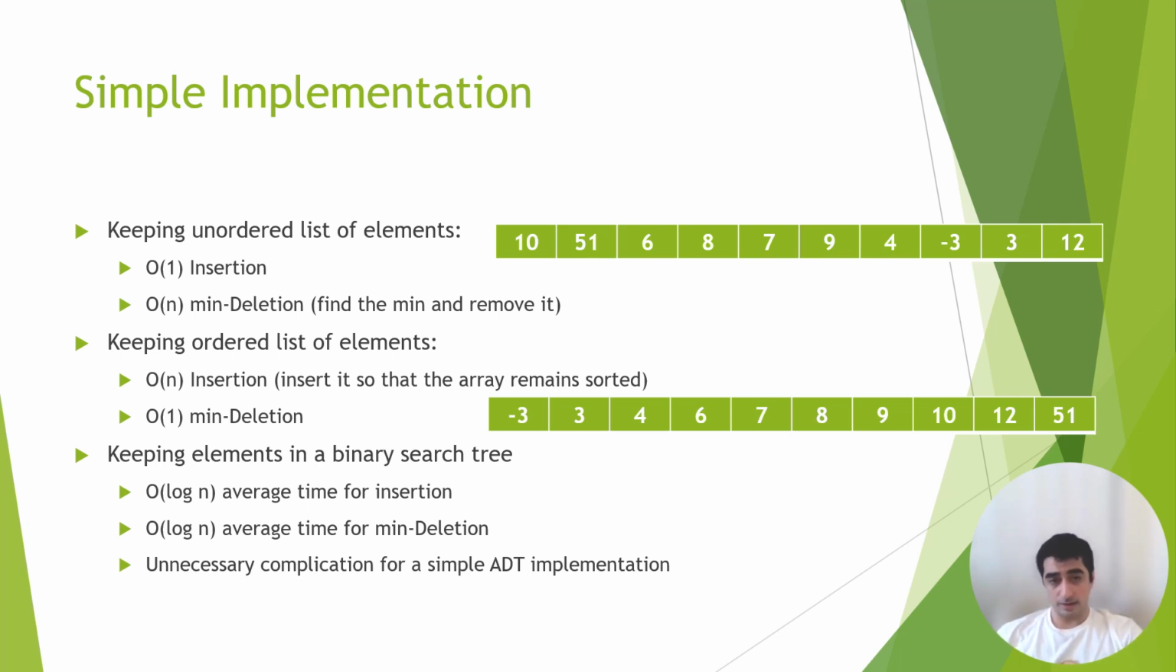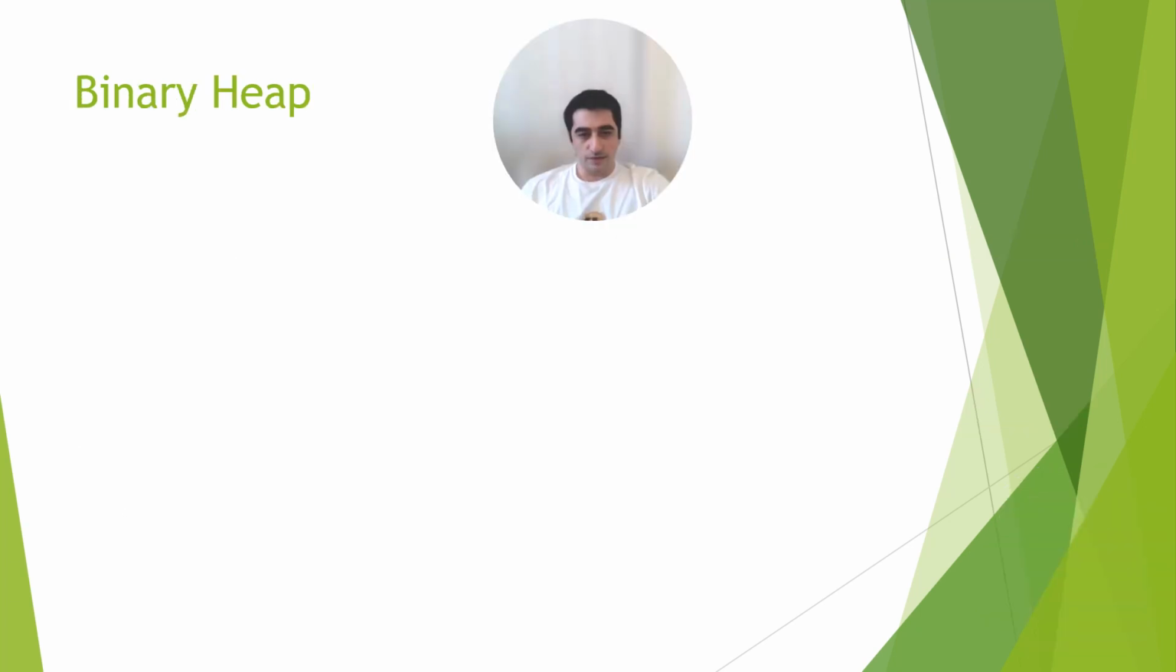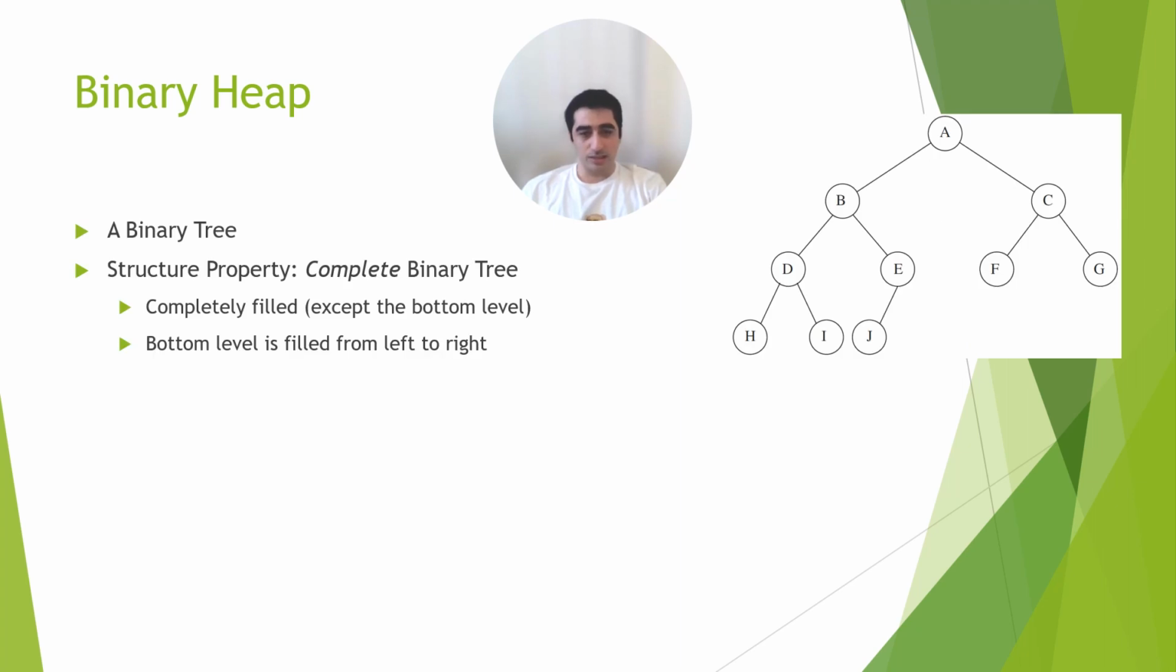In this video, I'll only focus on binary heap. Now let's find out what a binary heap is and why we consider it as the best implementation for priority queue abstract data type. A binary heap is a binary tree which has a very interesting structural property. It is a complete binary tree. What does complete mean? It means it's completely filled except for the last level, the bottom level.